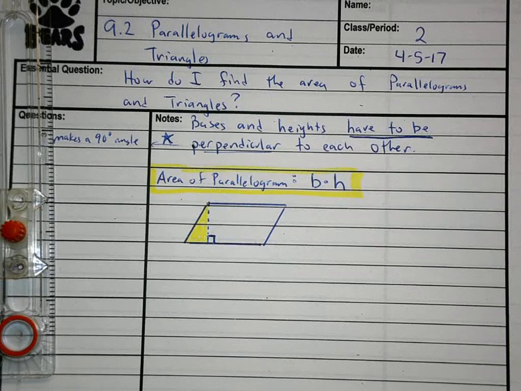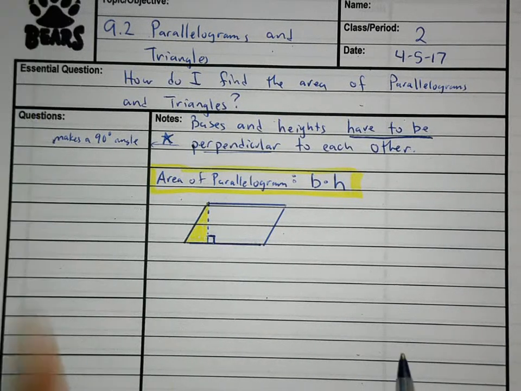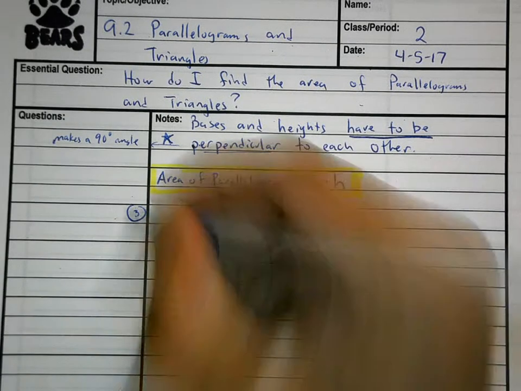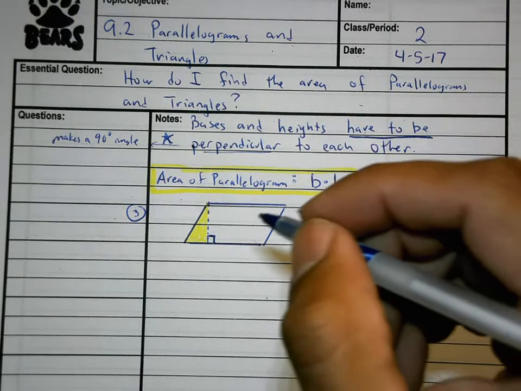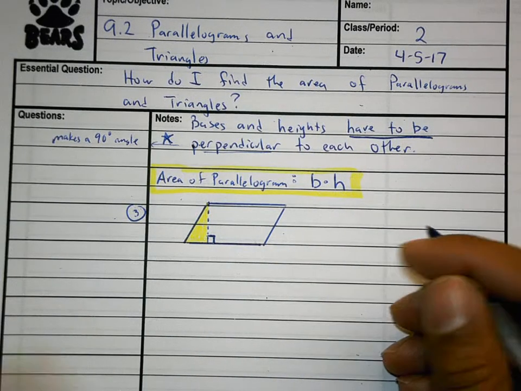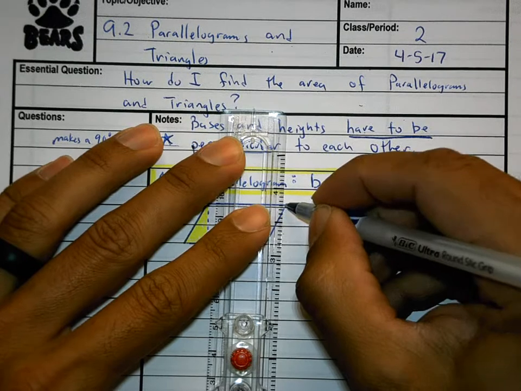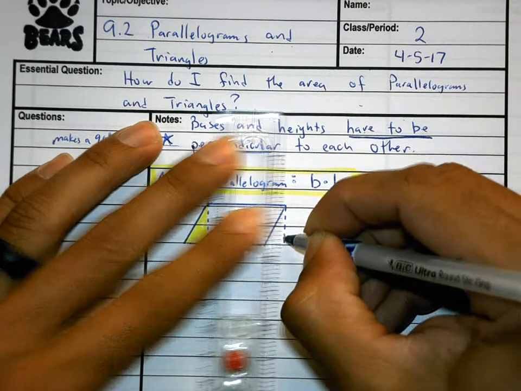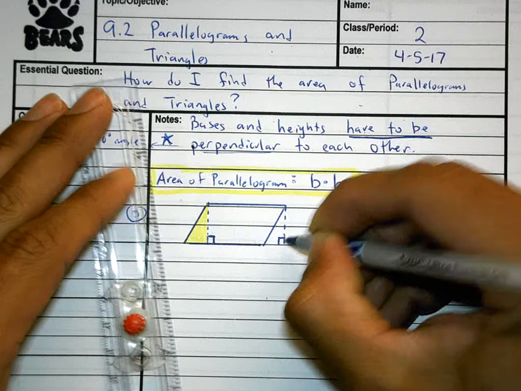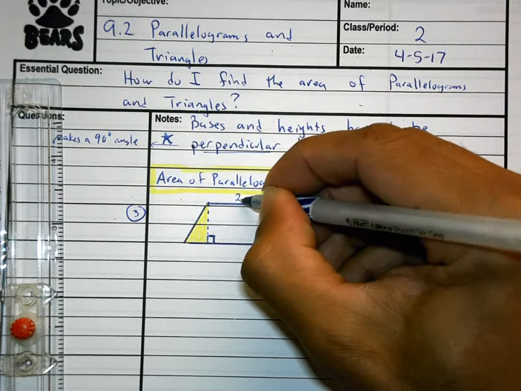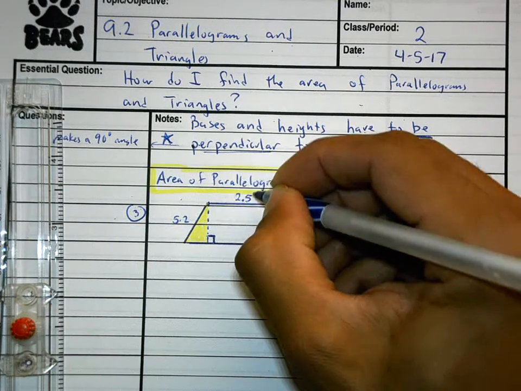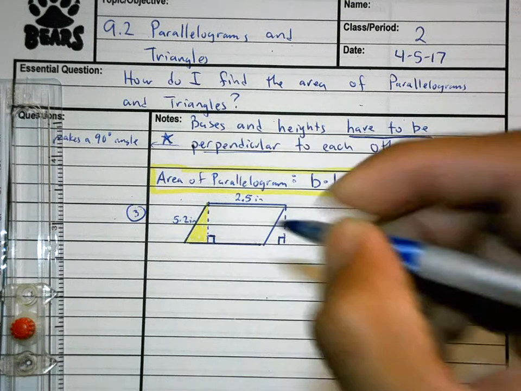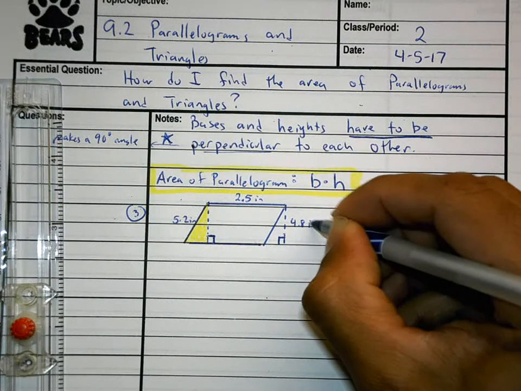With that being said, now I need you to understand how to tell certain things apart. I'm going to do number 3. Let me draw it how it is on number 3. Here's this, here's that. And this is 2.5. This is not to scale. This is 5.2 inches. And this is 4.8 inches.